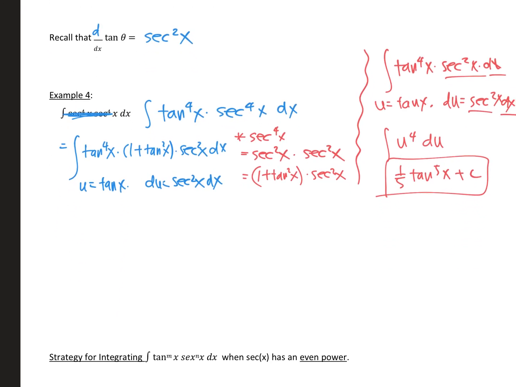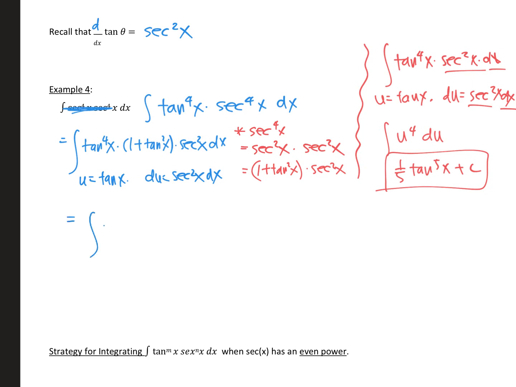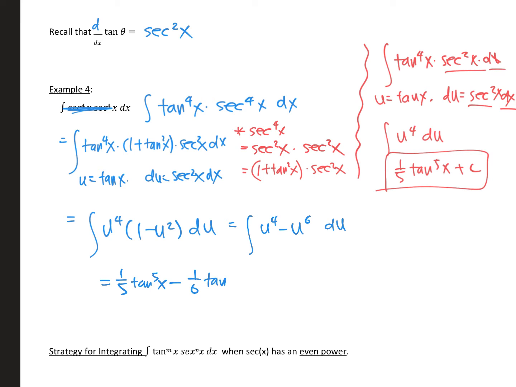So if I were to rewrite this, that's u to the fourth times (1 minus u squared) du. Conveniently, I now have secant squared, and everything else is tangent, so I can do that. That'll be u to the fourth minus u to the sixth du, so 1/5 tangent to the fifth minus 1/7 tangent to the seventh plus C. So that's my answer.